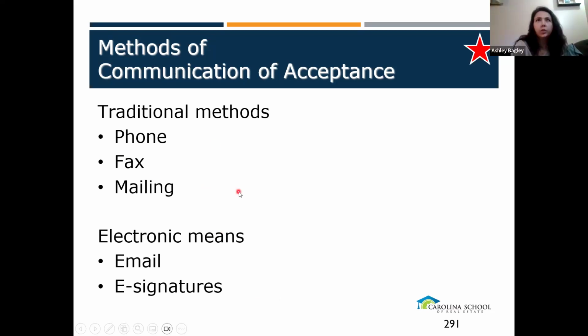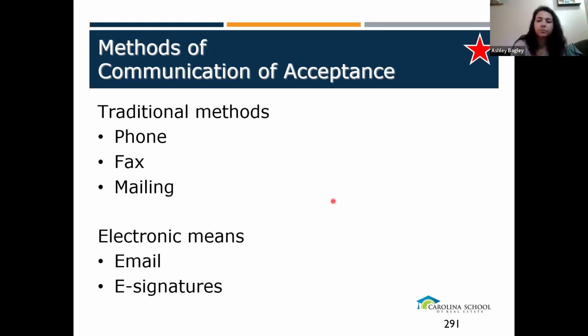How long do they have to accept the offer? There is no set time unless the offeror establishes a time frame. So I could give you an offer, and Ashley, and say this offer is good for 24 hours. And if you don't accept it within 24 hours, the offer's dead.